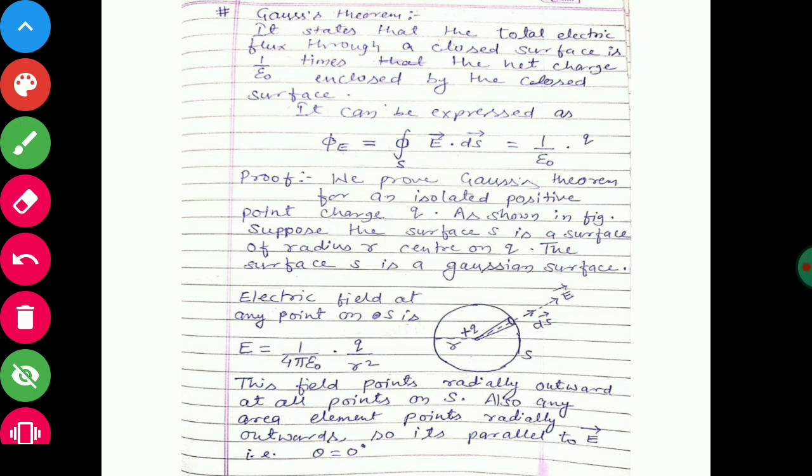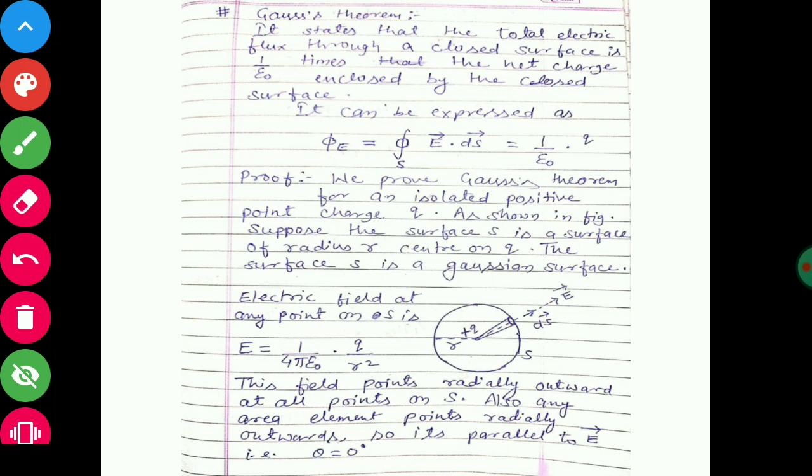Suppose the surface S is a surface of radius r centered on Q. Plus Q charge is placed at the center. The surface S is a Gaussian surface. Gaussian surface I'll explain to you on the next page.